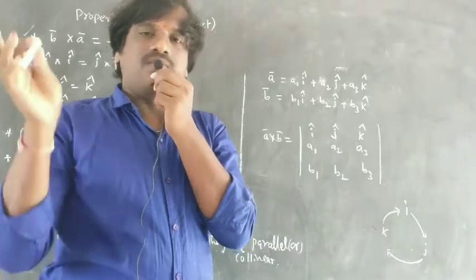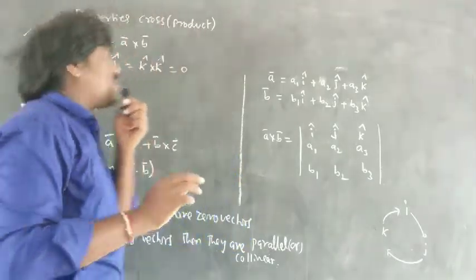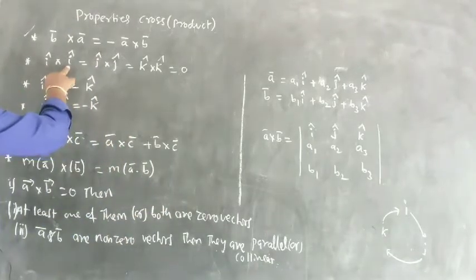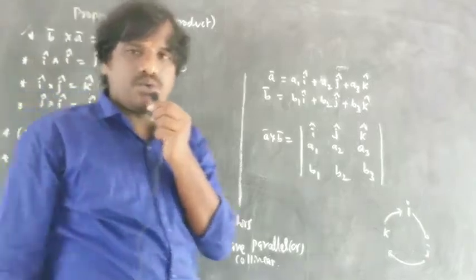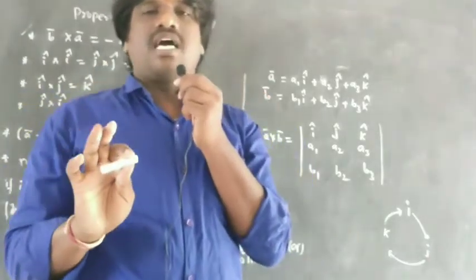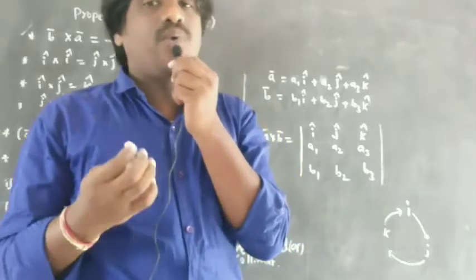Right? cos 0 is 1, and sin 0 is 0. So that is the reason I cross I, J cross J, K cross K will be 0. Whenever you get I cross I, J cross J, K cross K, what will we write here? 0. Why is it 0?